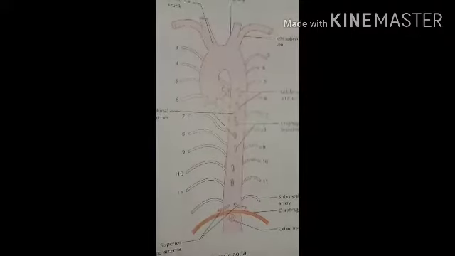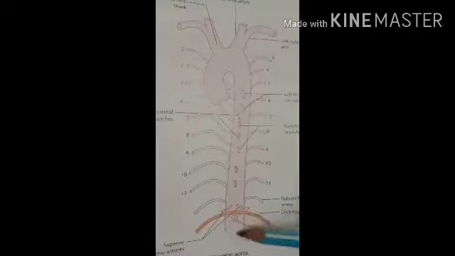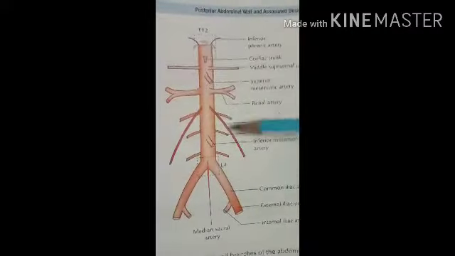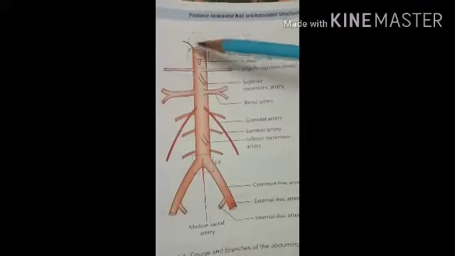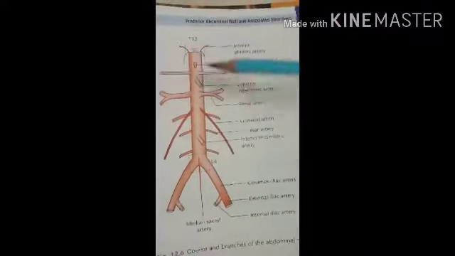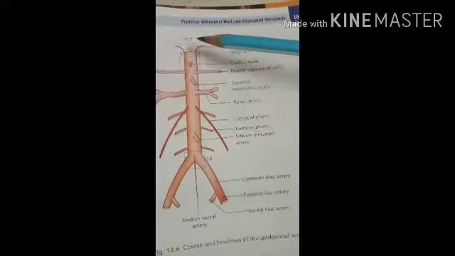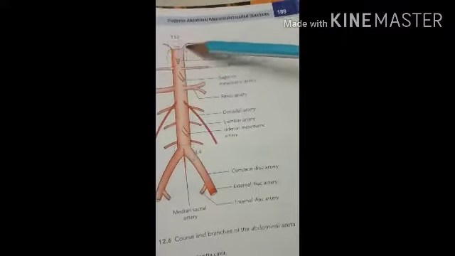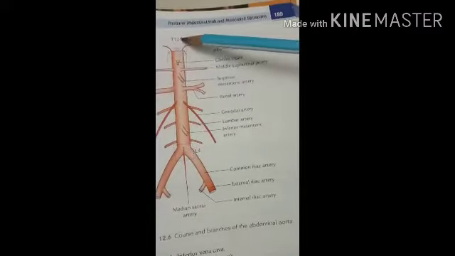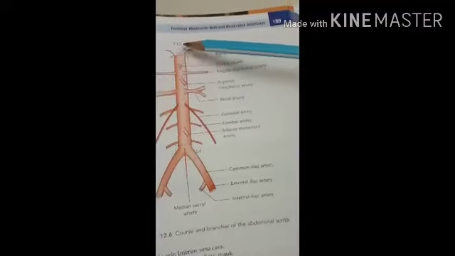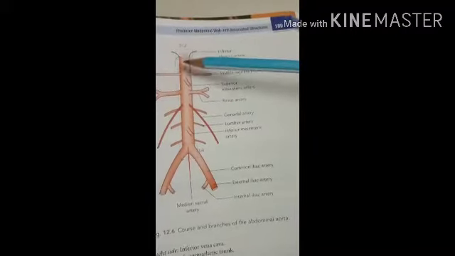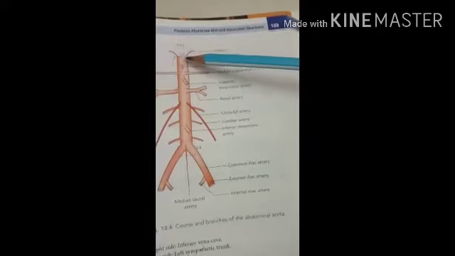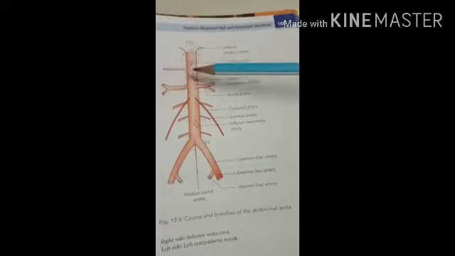After that we have to see the abdominal part of the aorta. Here in this diagram you can see the abdominal aorta. It begins at the level of the T12 vertebra. Here you can see the T12 vertebra, and it enters into the abdominal cavity, piercing the diaphragm at the level of T12 vertebra through the aortic opening of the diaphragm.